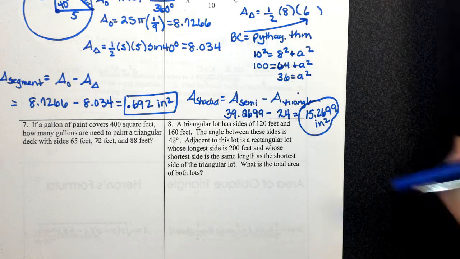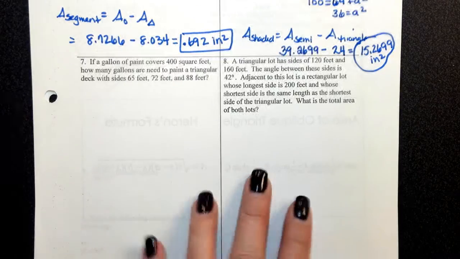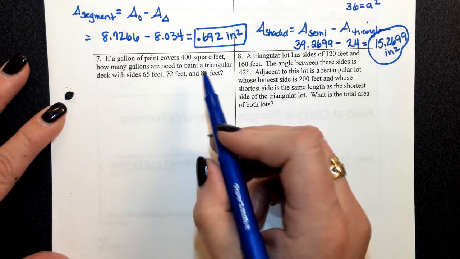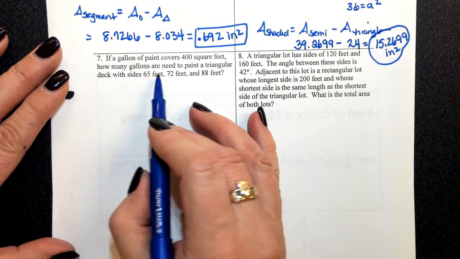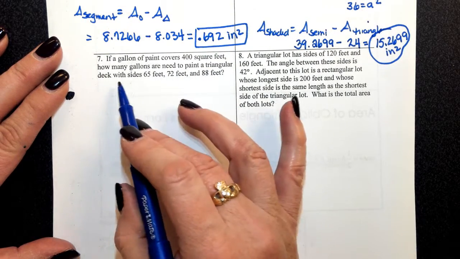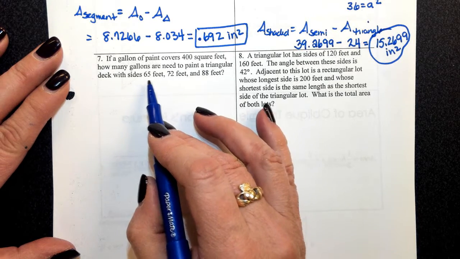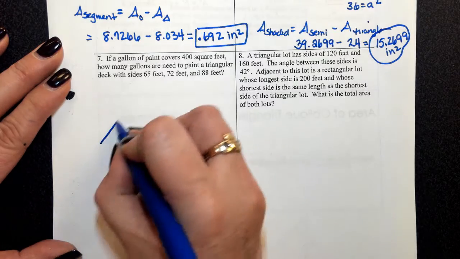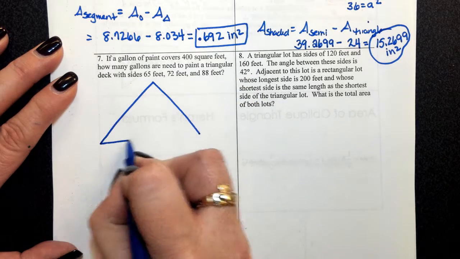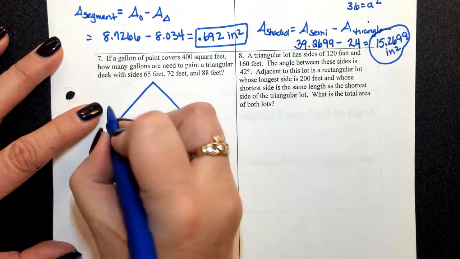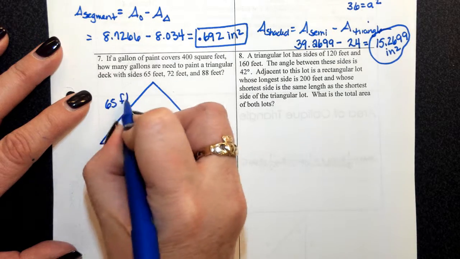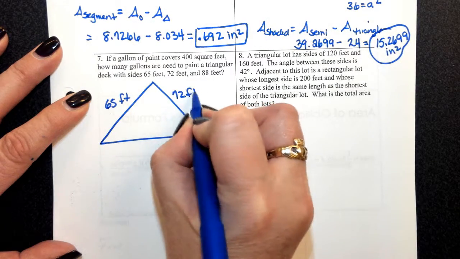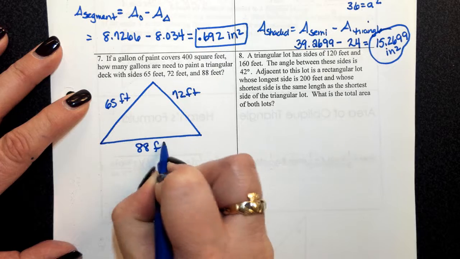All right, so let's take a look at 2 more examples and then we're done. So if a gallon of paint covers 400 square feet, how many gallons are needed to paint a triangular deck with sides 65 feet, 72 feet, and 88 feet? So I have this triangular deck. And the sides are 65 feet, 72 feet, 88 feet.